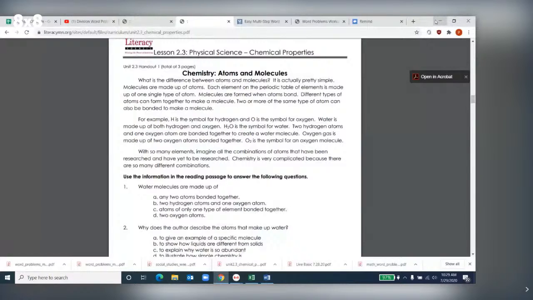It says, can a single atom be considered a molecule? And if we look at this, two or more of the same type of atom can also be bonded to make a molecule. So it looks like it's two. Molecules are made up of atoms. Each element, and we'll get to the periodic table here, is made up of a single type of atom. So for number three, can a single atom be considered a molecule? No, it takes two or more atoms bonded to create a molecule.